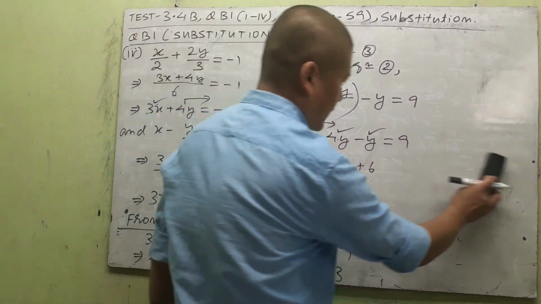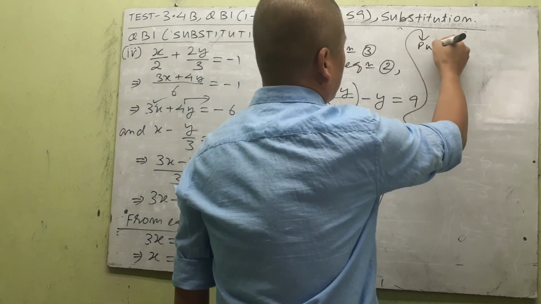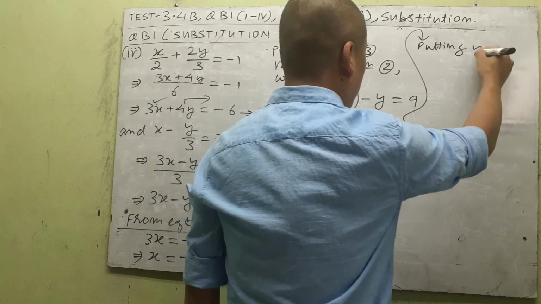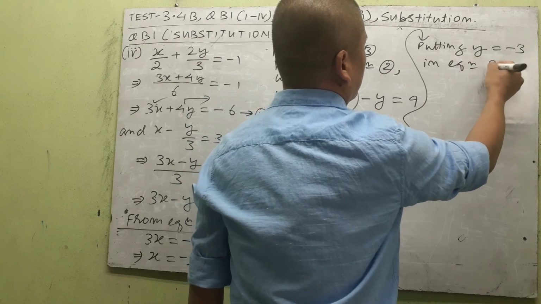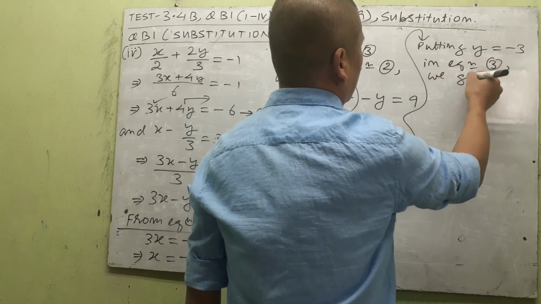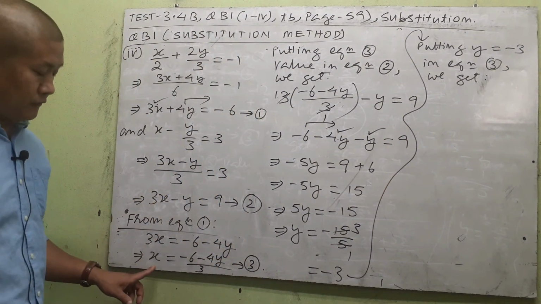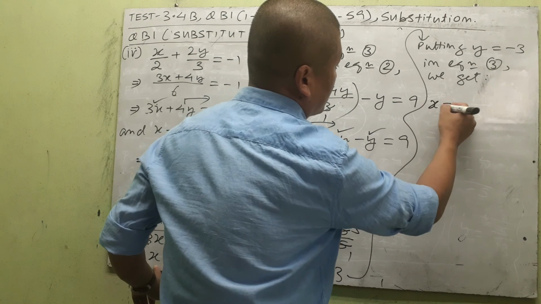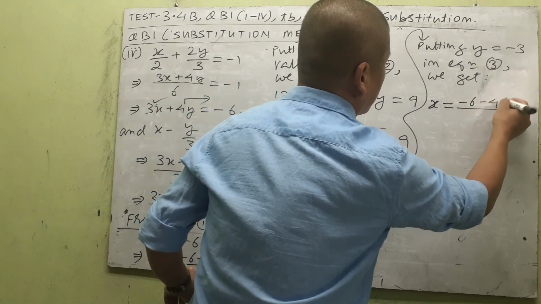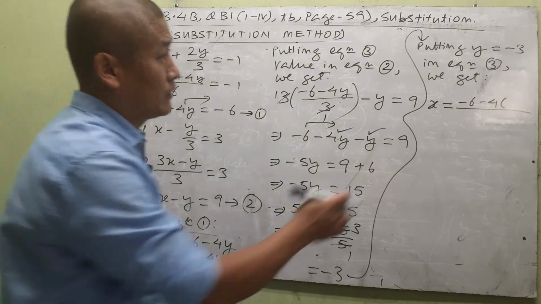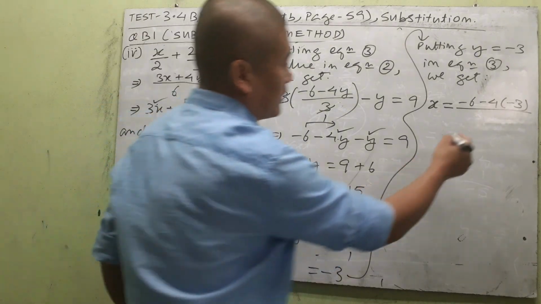So in order to find x, let us continue to do, putting this value y is equal to minus 3 in equation 3. We get, okay, because 3 is already arranged here perfectly to find x, so x will be equal to, into the long line, minus 6 minus 4 into y. So y now, you can put this minus 3, close the bracket, divided by down here is 3.